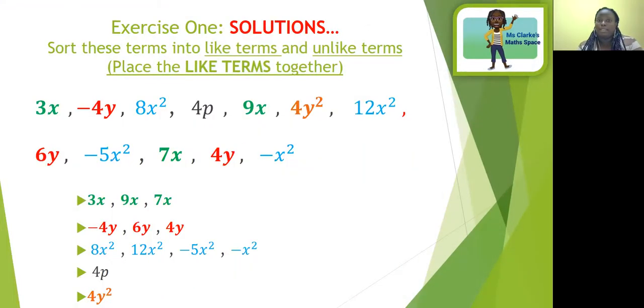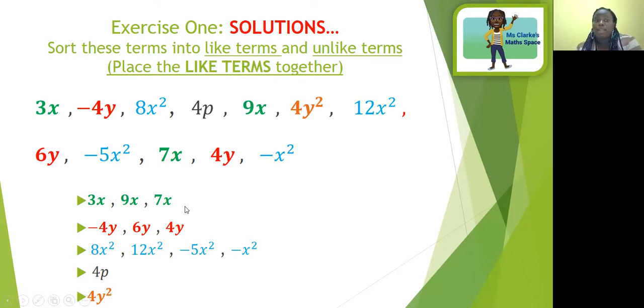So these are the solutions. So we have the same numbers and I decided to highlight them in colors, corresponding colors. So all the x's, I highlighted it in green, such as the 3x, the 9x, the 7x. So the like terms in terms of x's would be 3x, 9x, 7x, as you can see with my cursor here on screen.